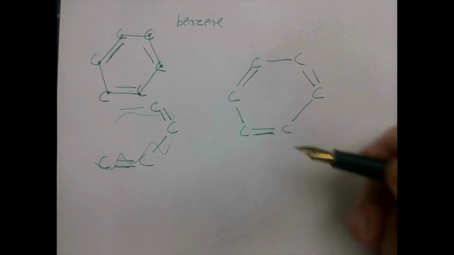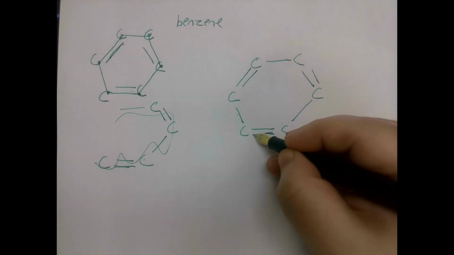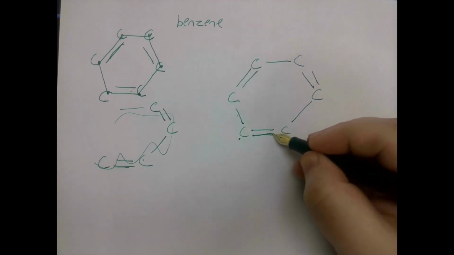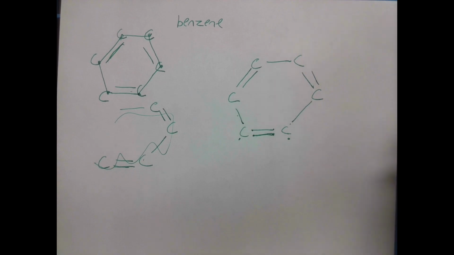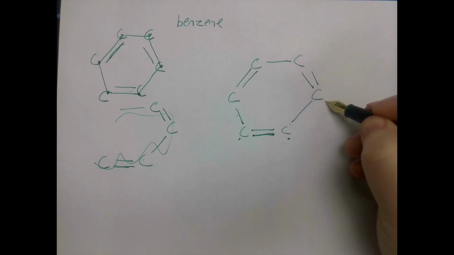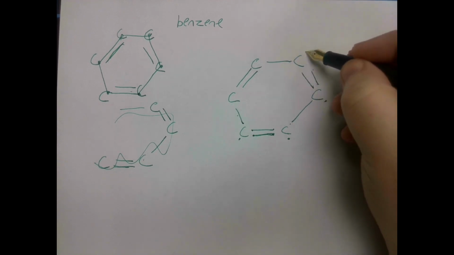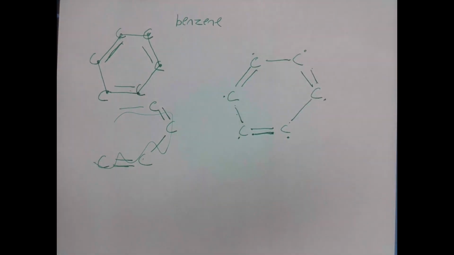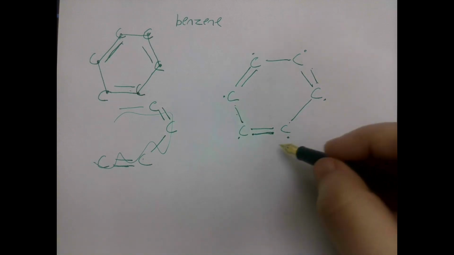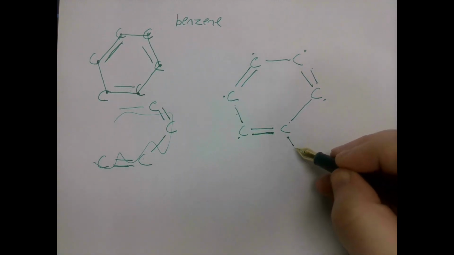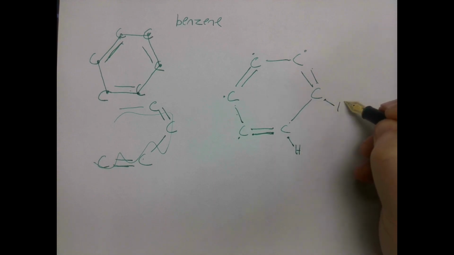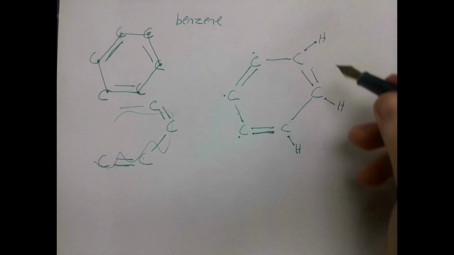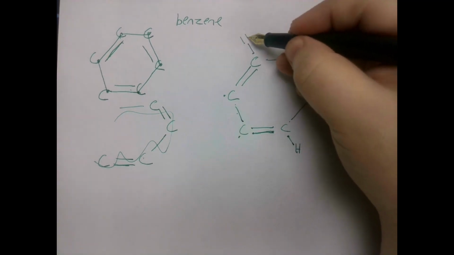So let's add in our original valence electrons. 1, 2, 3, 4. Carbon has 4. 1, 2, 3, 4. 1, 2, 3, 4. 1, 2, 3, 4. 1, 2, 3, 4. You might notice that every carbon is going to end up with 4 lines around it, because a line contains 2 electrons. They're being shared. These are covalent bonds.